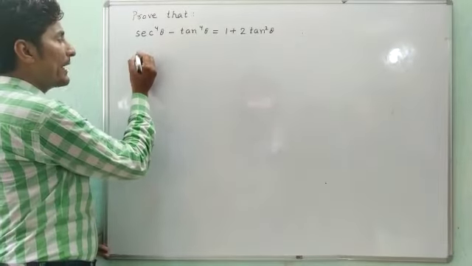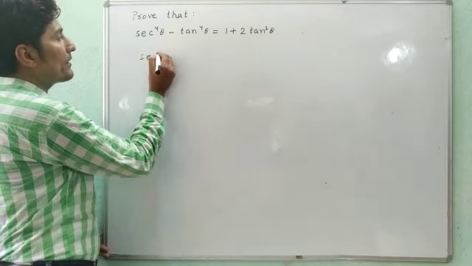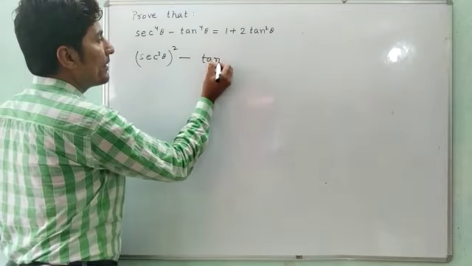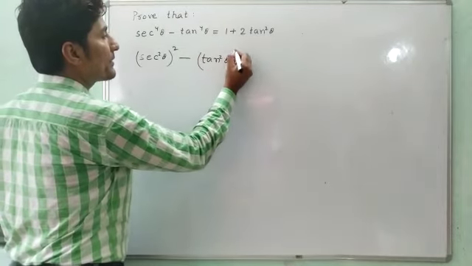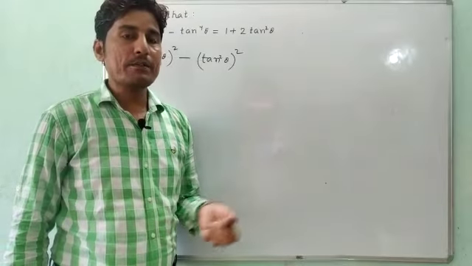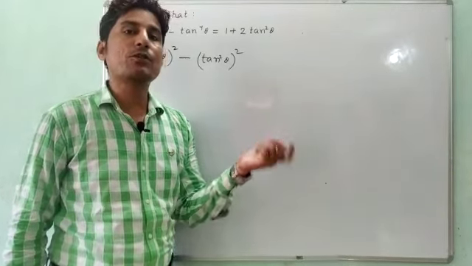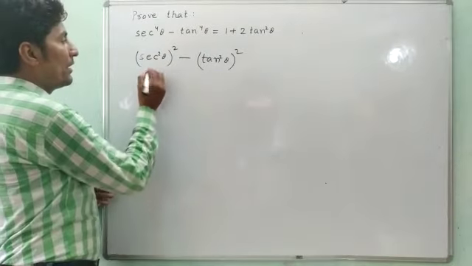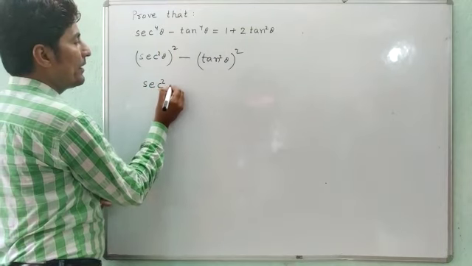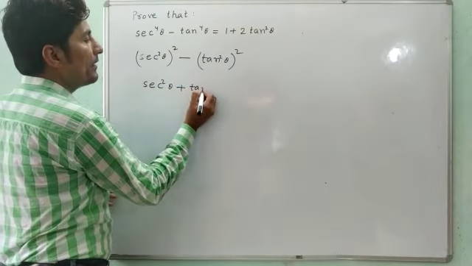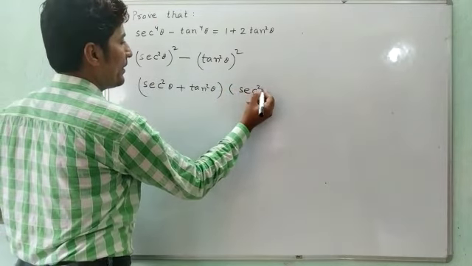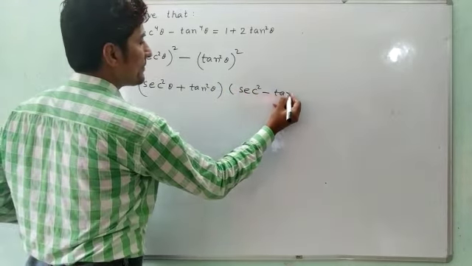Sec 4 theta can be written as sec square theta whole square minus tan square theta whole square. Now here we can use one identity. If a square minus b square is there, then we can write a plus b into a minus b. So a square minus b square can be written as a plus b multiplied by a minus b.